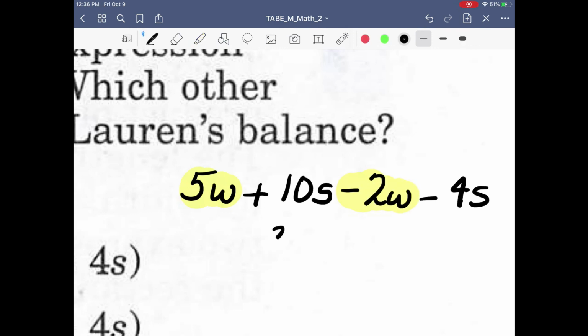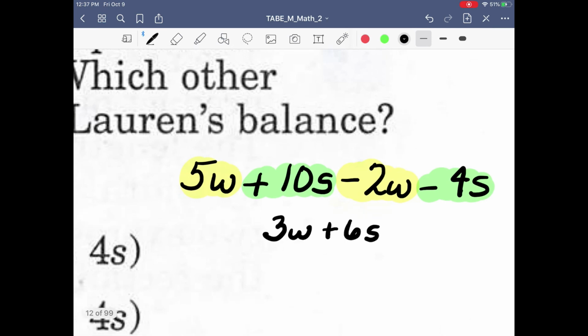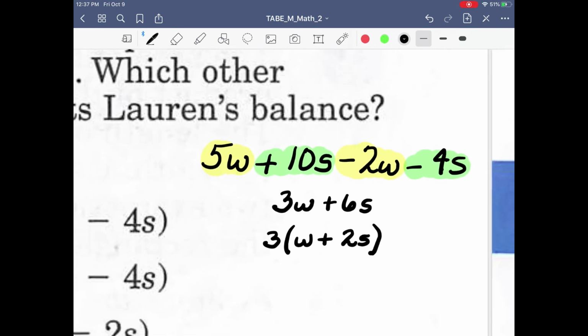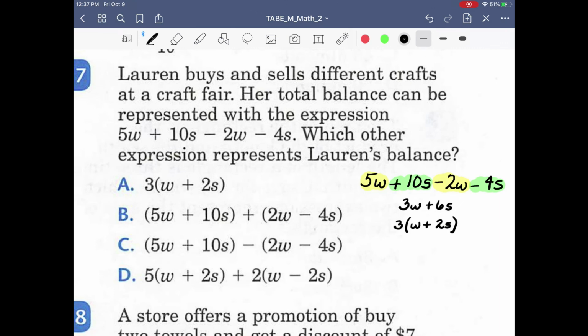5 minus 2, that's 3 W's. And then we have 10 minus 4, that's positive 6S. Then I could factor out a 3 because both of them have a 3 in common. So I could take the 3 out. I would still need 2 to make that 6 and then S. So then let's see if we have a common link to our answers. And I do. We have this factored expression right here.